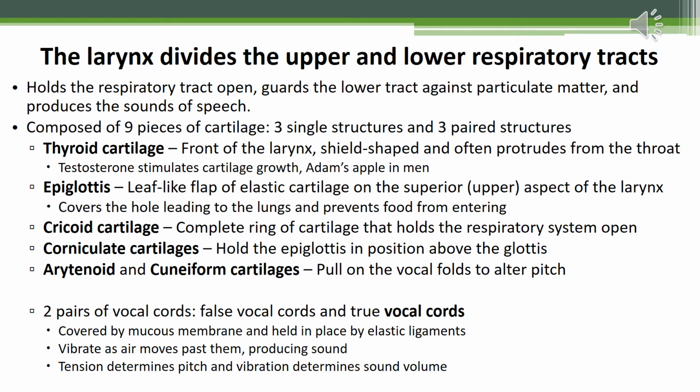Also within the larynx are 2 pairs of vocal cords, the false vocal cords and the true vocal cords. And both of these are covered by mucous membranes and held in place by elastic ligaments. And they vibrate, or rather the true vocal cords vibrate as air passes through them, and this is what allows us to produce sound. And the tension that we hold on the true vocal cords is what determines pitch, and the vibration determines how loud a sound is.